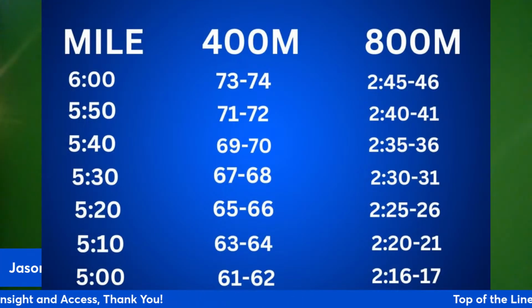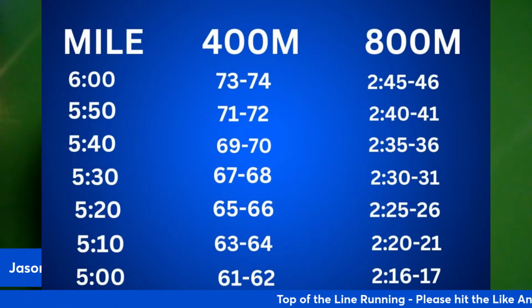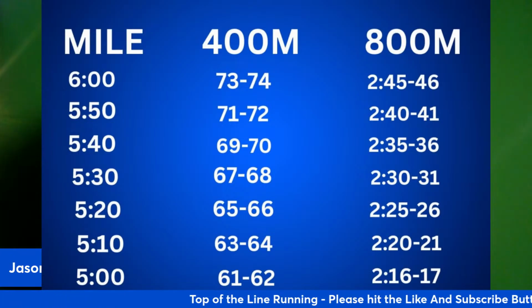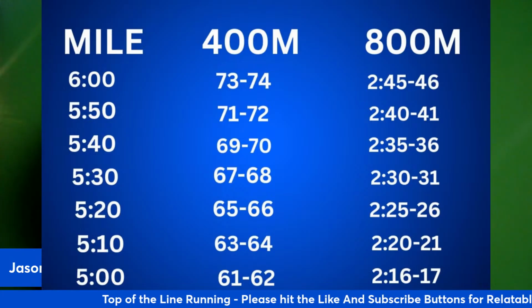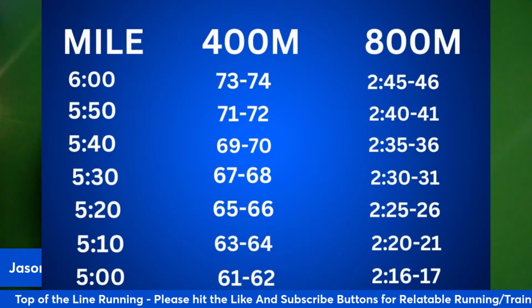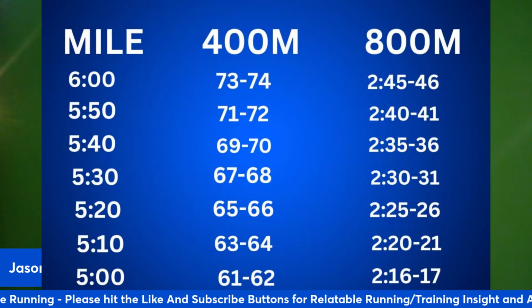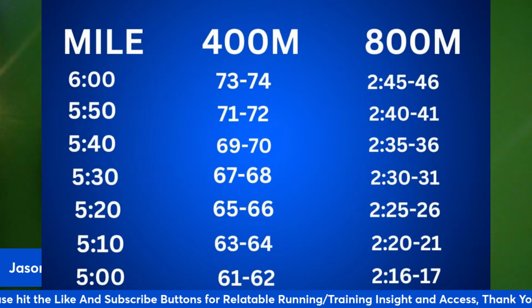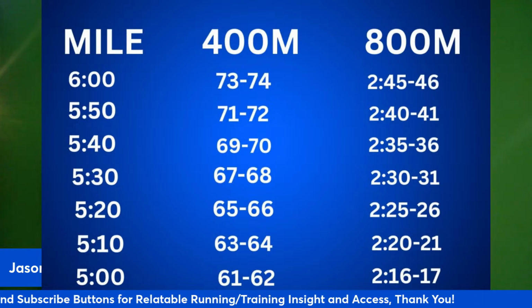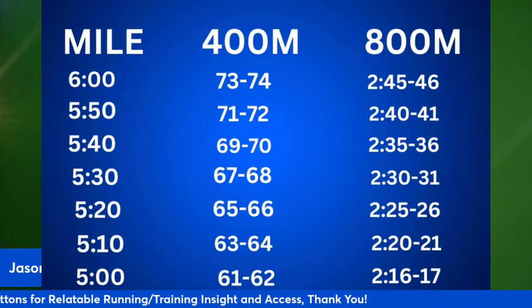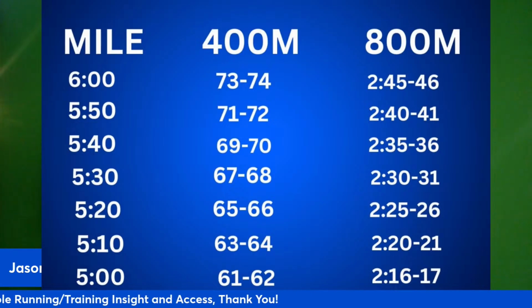I'm going to put this on the screen. If your mile is around 6 minutes, your capabilities for the 400 are 73, 74. 800 capabilities, 2:45 to 2:46. Now, keep in mind, there are exceptions to the rule. Some people might be faster in certain events, some might be slower. But like I said, this will tell you how close you are and what your capabilities are.